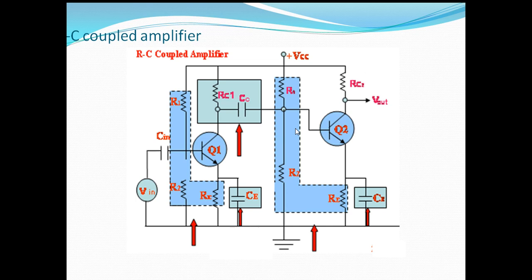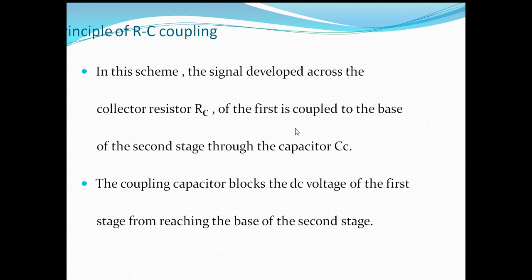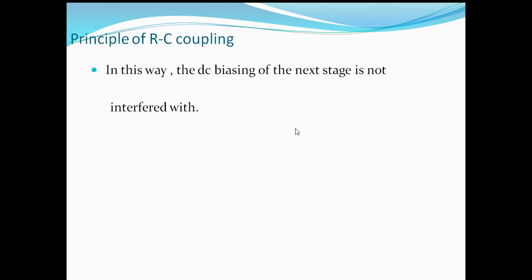This is very important here. The principle of RC coupling. In this scheme, the signal developed across the collector resistor of the first stage is coupled to the base of the second stage through a capacitance, the capacitor CC. Just now we have seen the coupling capacitor blocks the DC voltage of the first stage from reaching the base of the second stage. In this way, the DC biasing of the next stage is not interfered with by this DC signal.